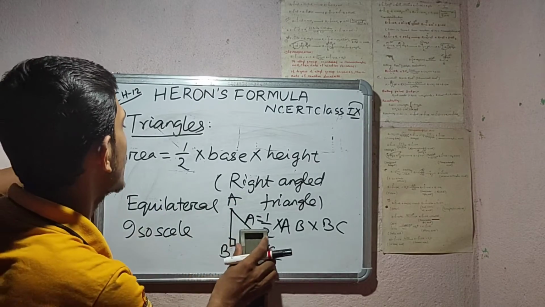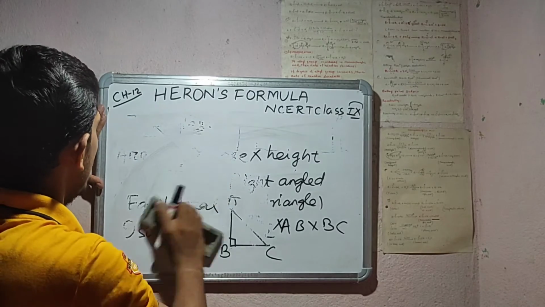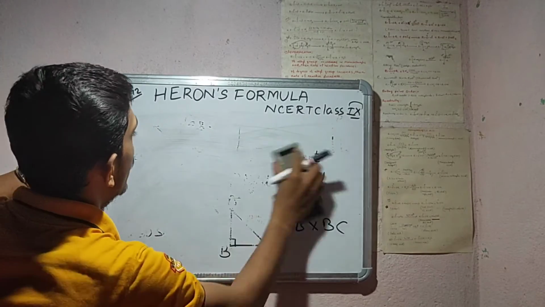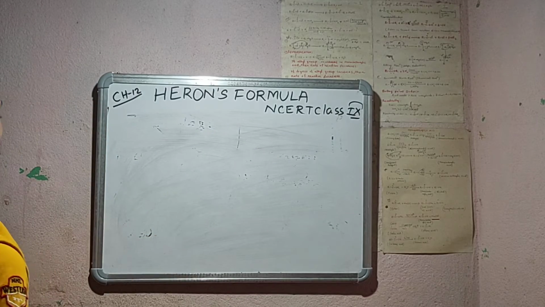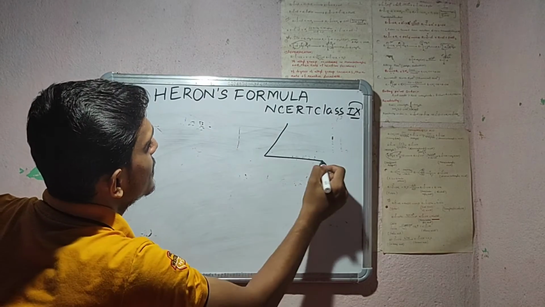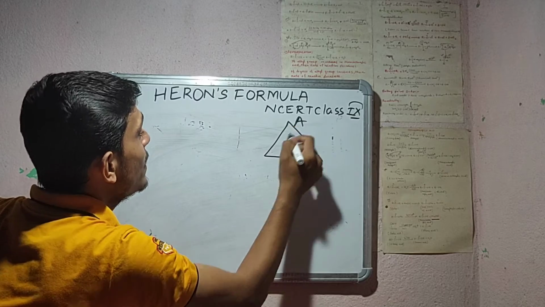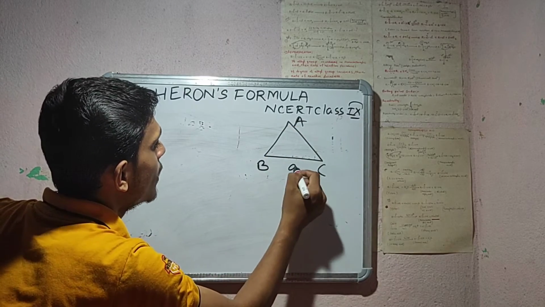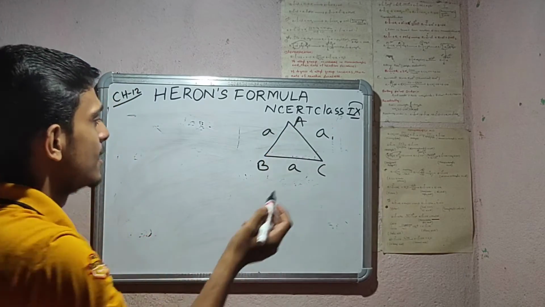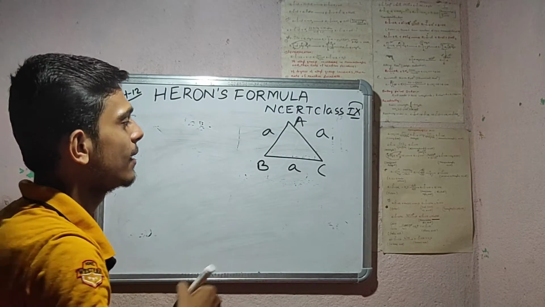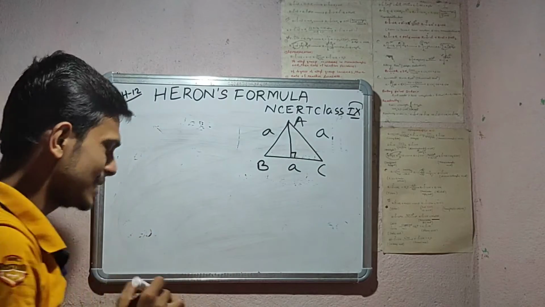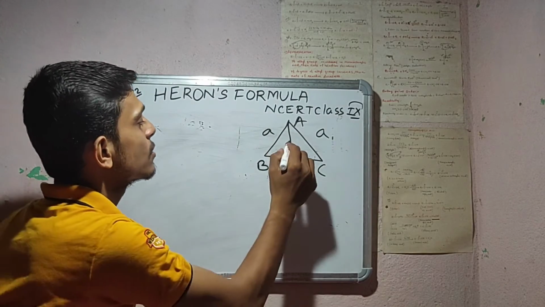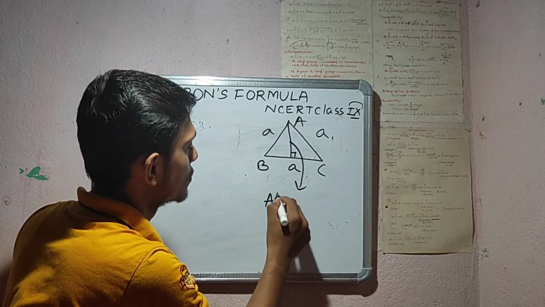Okay. For equilateral triangle, let us see for equilateral and isosceles triangle. This is an equilateral triangle. Equilateral means all the three sides are equal. Let this be A, and this be A. All the sides are equal. Okay. So this is your height. All the altitudes, otherwise called the altitudes.